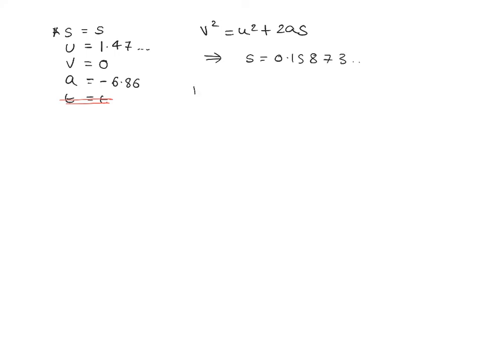0.15873, and of course the total distance is this plus the 2 meters that P moved up the slope before Q hit the ground. So that gives us an answer of 2.16 meters to 3 significant figures. And this is our answer to part C.